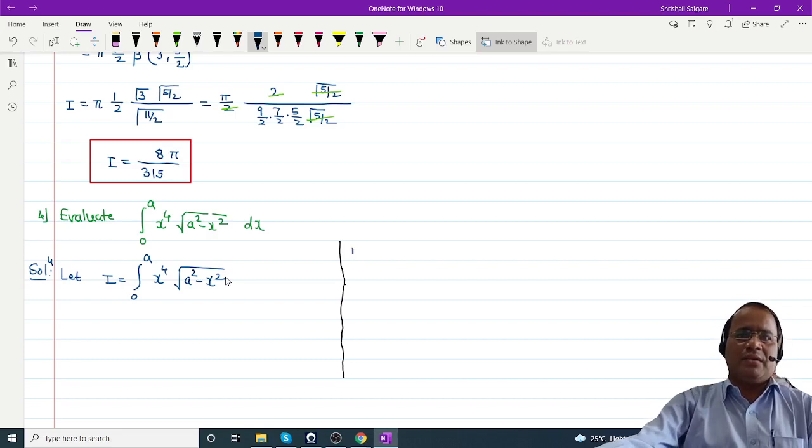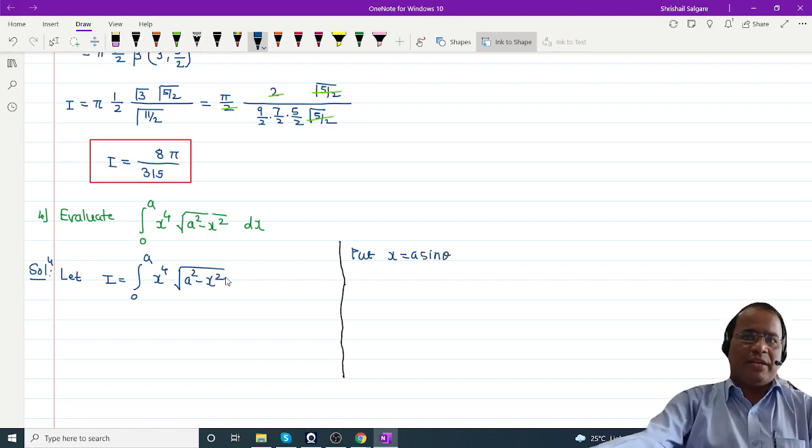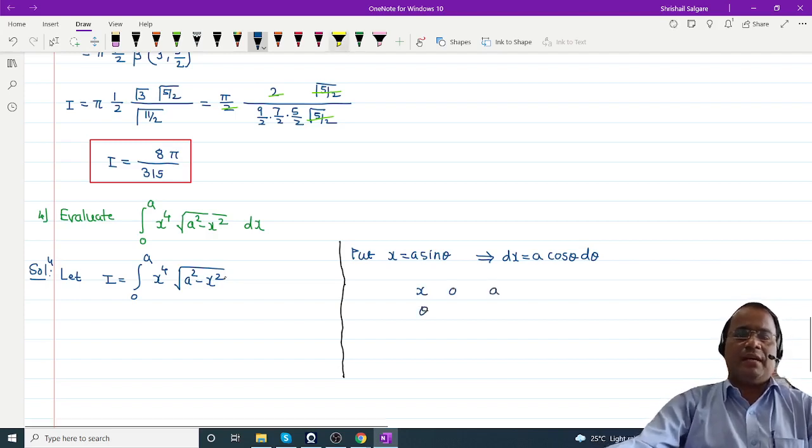Okay. So put x by a, meaning x is equal to a sin theta. You may continue with cos theta also, both work. So this implies dx is nothing but a into cos theta d theta. The given limits for x are 0 and a. Now the new limits for theta: you can use this part to obtain the values. When you substitute x is equal to 0, theta is also 0, right?